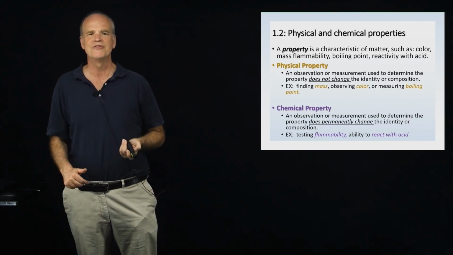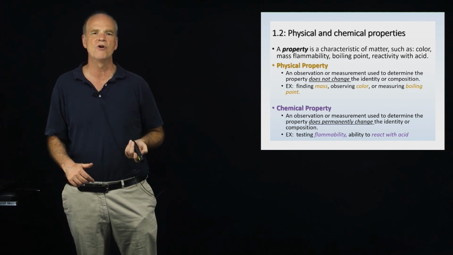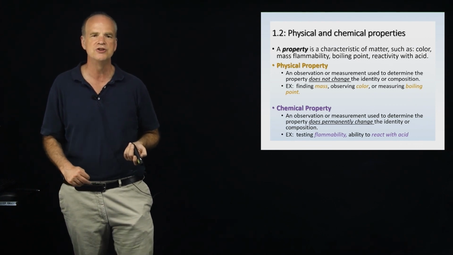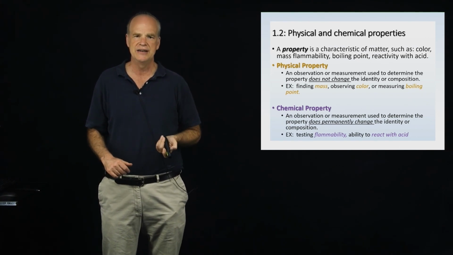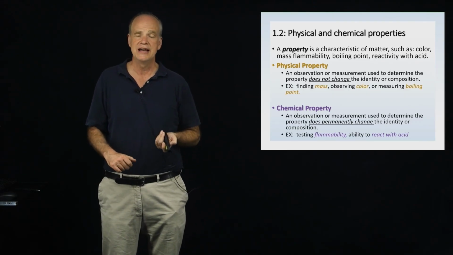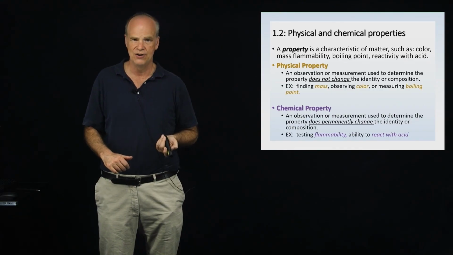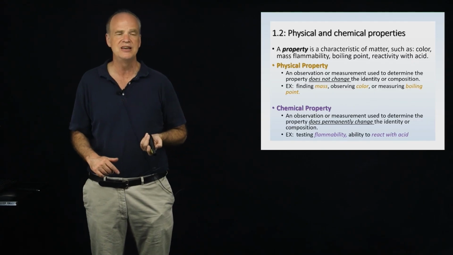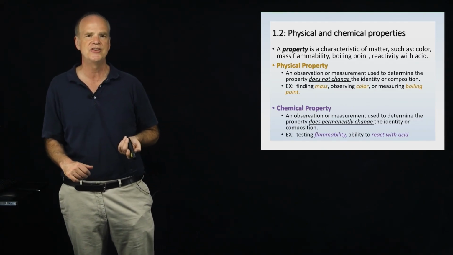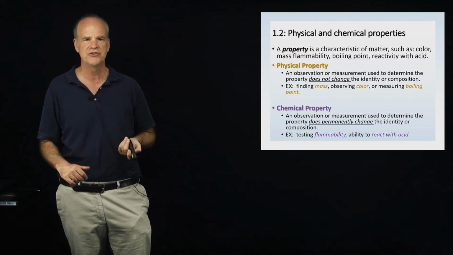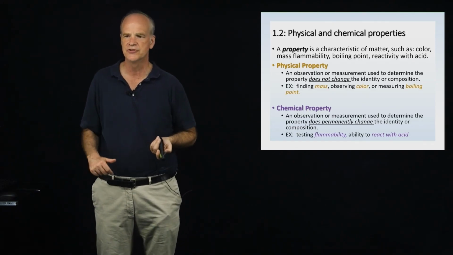Another good example of a physical property is determining the boiling point of water. You would heat up water and it would get warmer and warmer, and at some point it would boil. And then when it boils off, is it still water? Yes, it's just in the gaseous vapor state. So that is another example of a physical property.